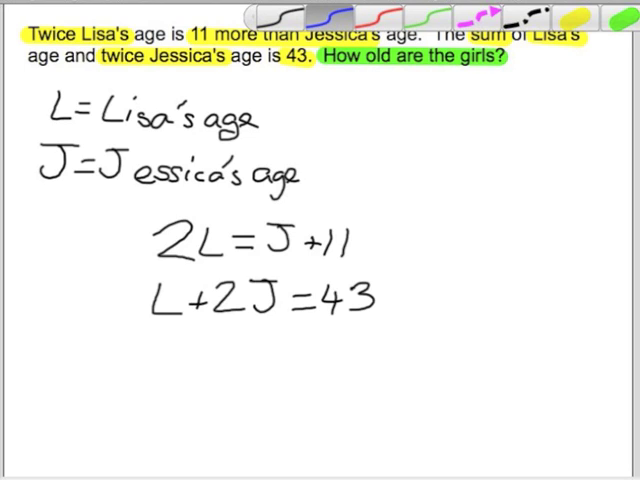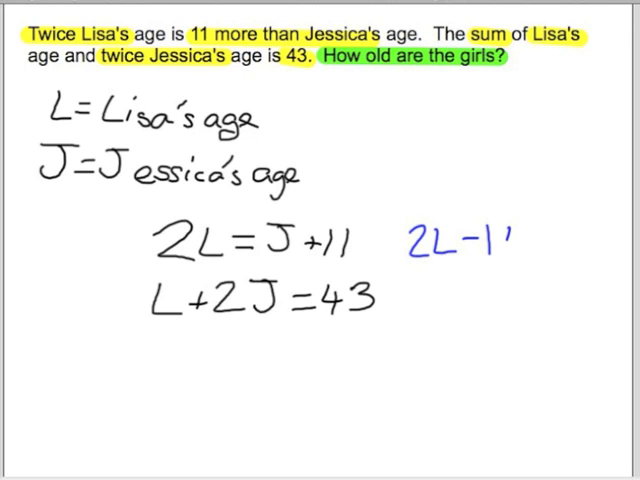If we solve these, we can rewrite our first equation such that we're solving for j. 2l minus 11 equals j. I can take this value for j that I've just found, 2l minus 11, and plug it into my second equation. So I have l plus 2 times 2l minus 11 equals 43.